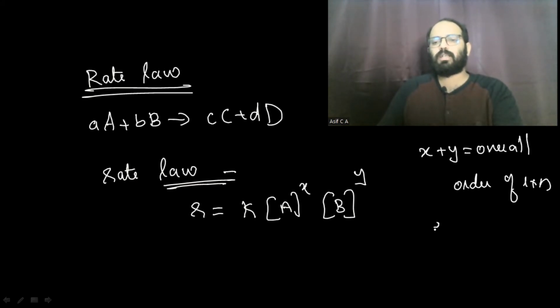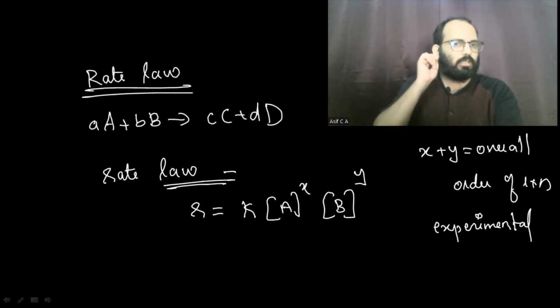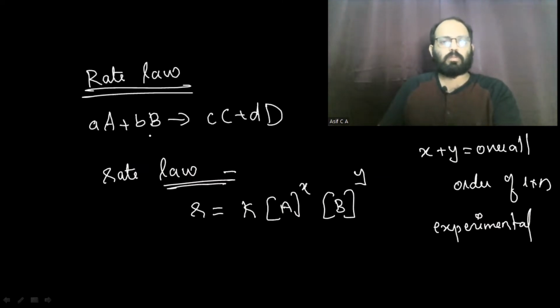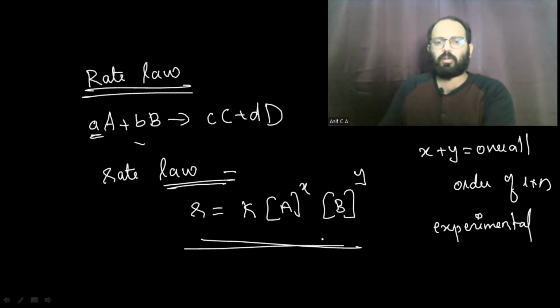Order is actually an experimental quantity. Theoretically we cannot find it, only experimentally can it be found. It has no relation to the stoichiometric coefficient if it is not an elementary reaction. Okay? Order can have values like fractions, zero, or negatives, anything can come. So this is the rate law expression.